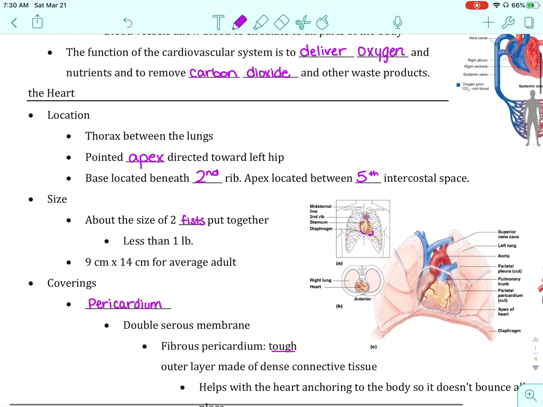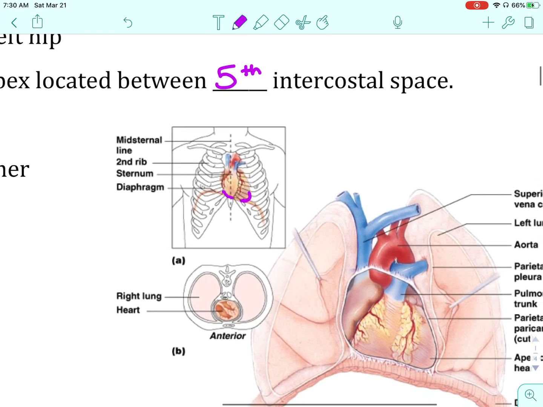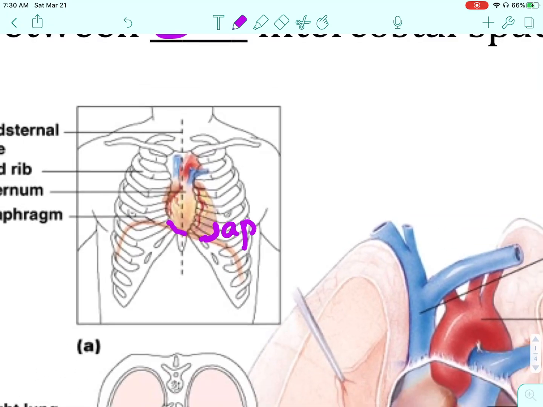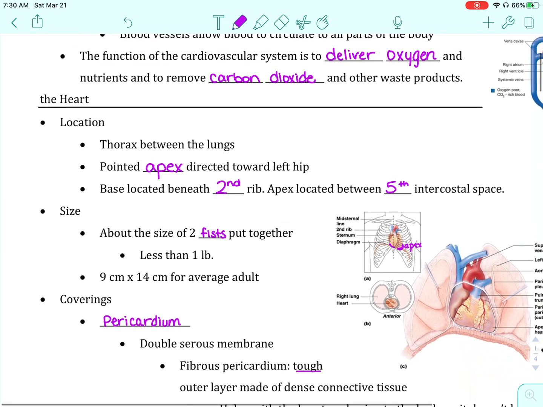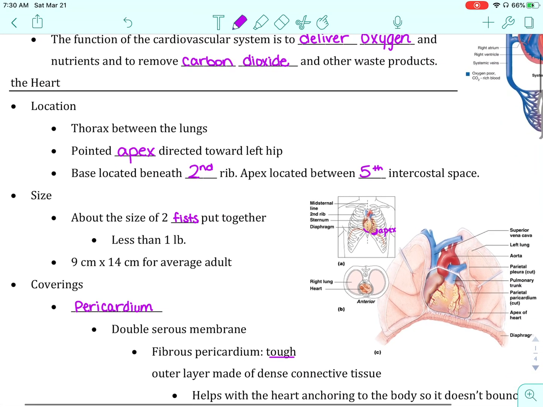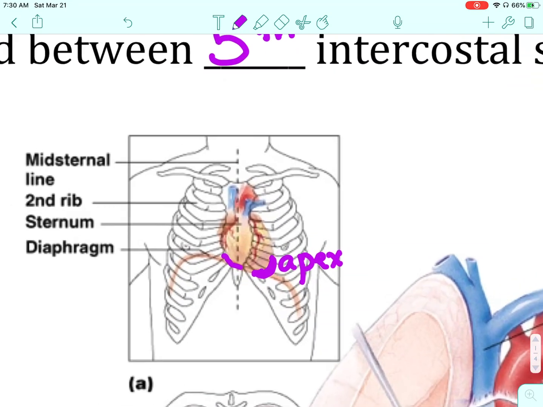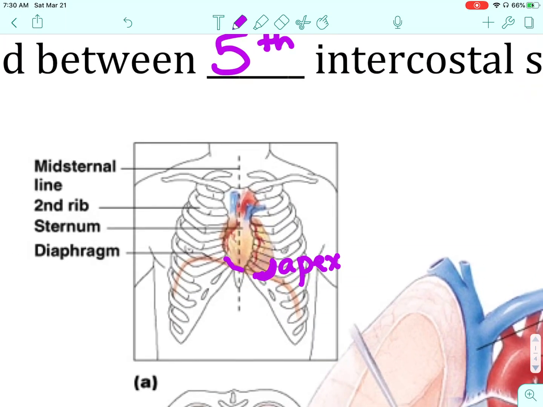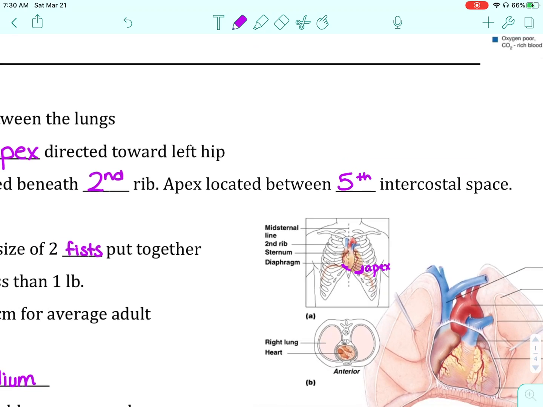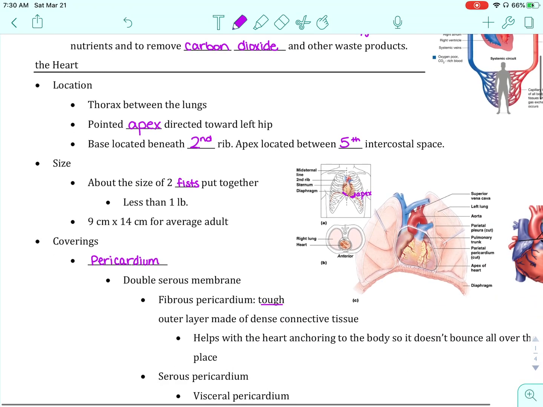So the pointed apex is directed towards the left hip. Here it is. It's this pointed region. And the base is between the second or beneath the second rib. So about here. And the apex is specifically located between the fifth intercostal space. The size of the heart, if you're a grown adult, is the size of two fists put together, and it's less than 1 pound.